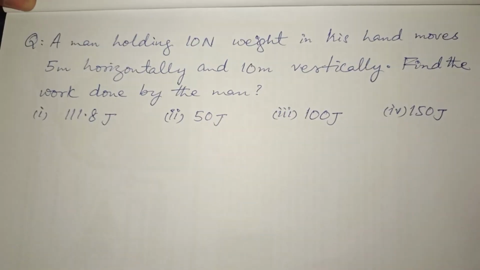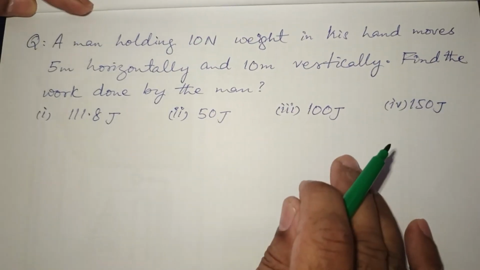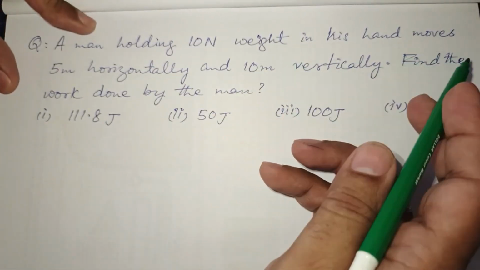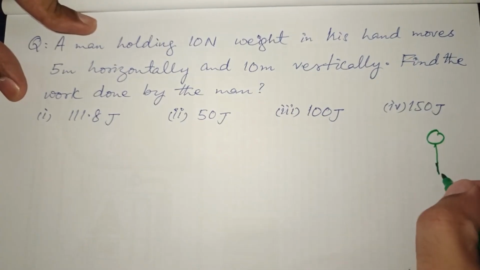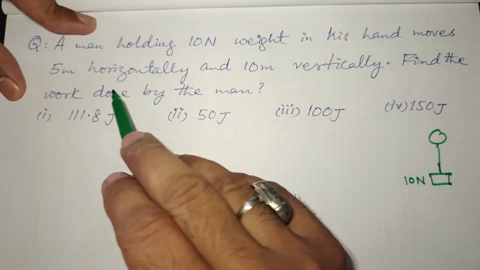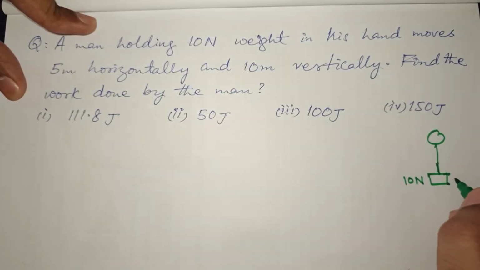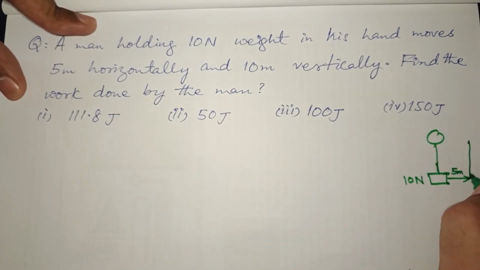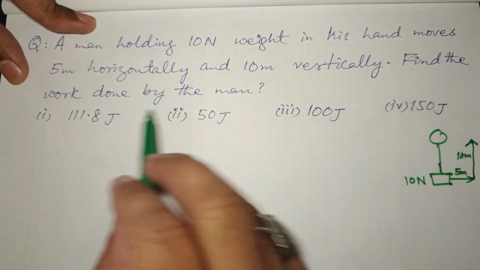Again an interesting one. I have taken interesting and difficult problems for you, not every problem. A man holding a 10 Newton weight in his hand. Say this is a man and this is his hand. This is the 10 Newton weight. He moves 5 meters horizontally and then he moves 10 meters vertically. Find the work done by the man.